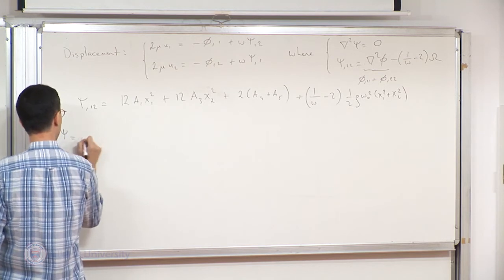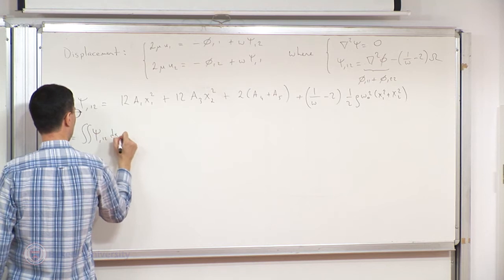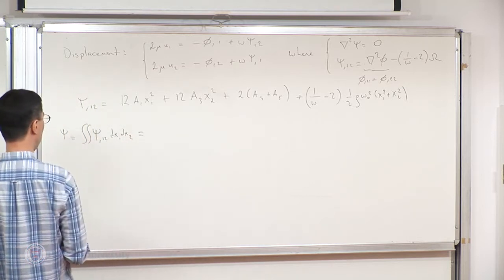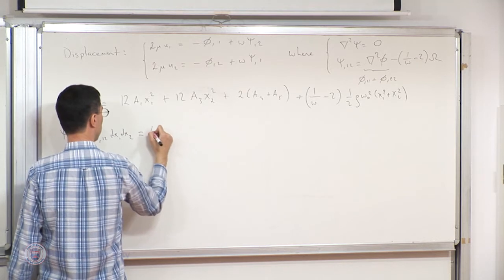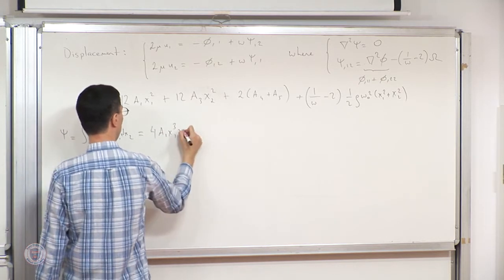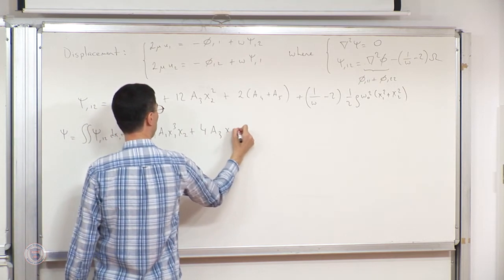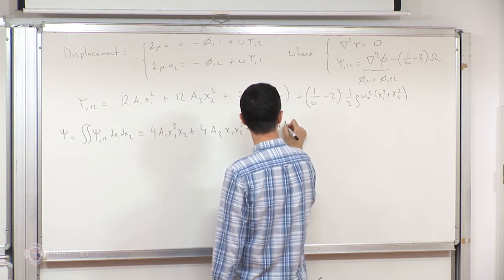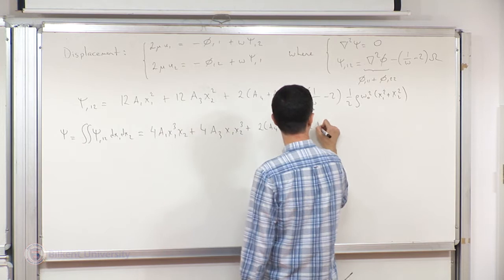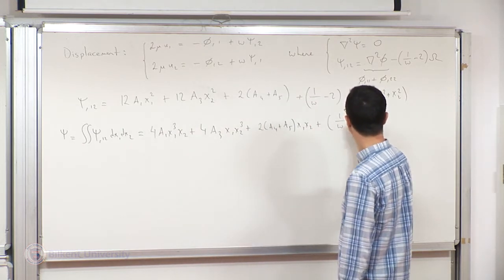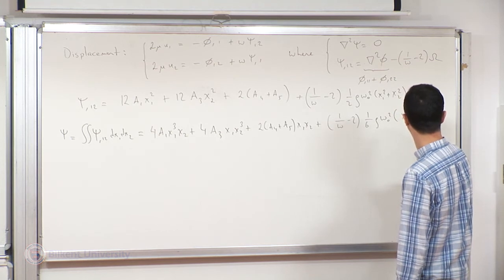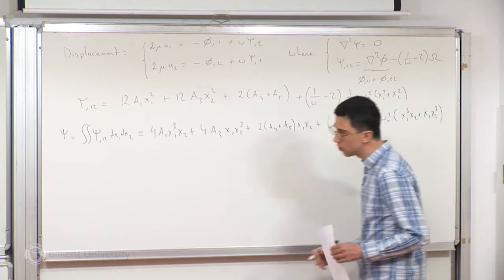Since psi comma 1, 2 is equal to that expression, if I integrate it twice, once along x1 and once along x2, I should be able to get a general form for this function psi. So let's go ahead, once along x1 and once along x2. It's going to be 4a1 x1 cube x2 plus 4a3 x1 x2 cube plus 2a4 plus a5 x1 x2 plus 1 over omega minus 2, 1 over 6 x2 cube.